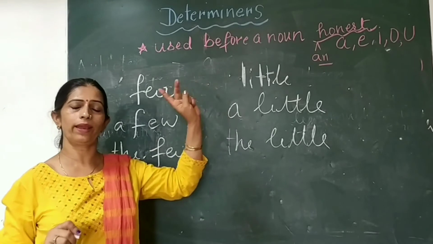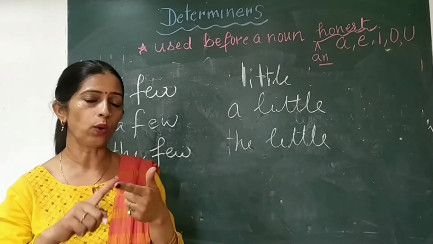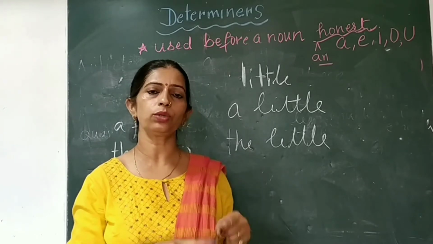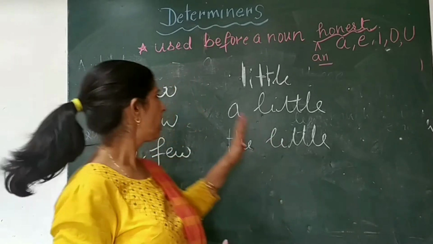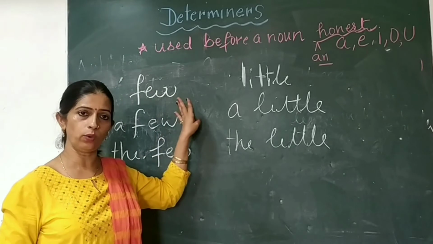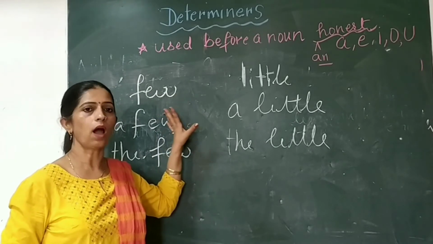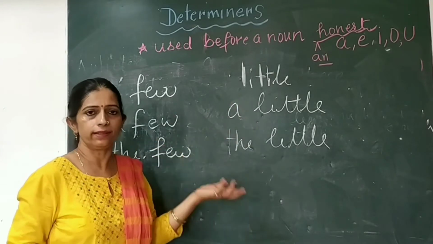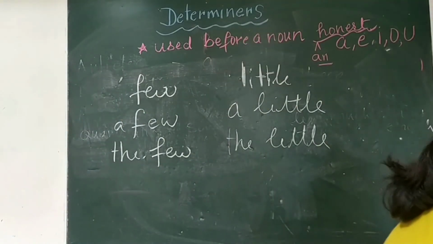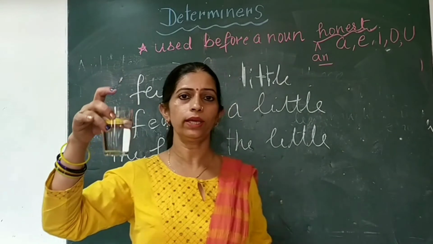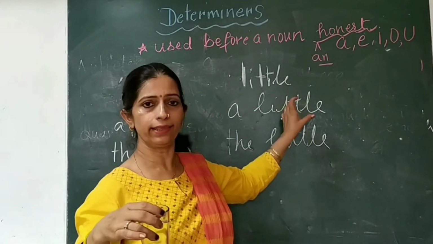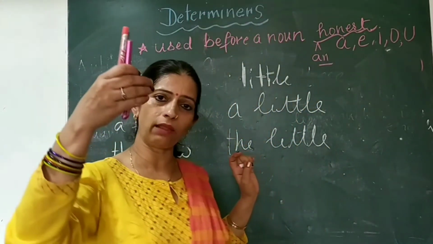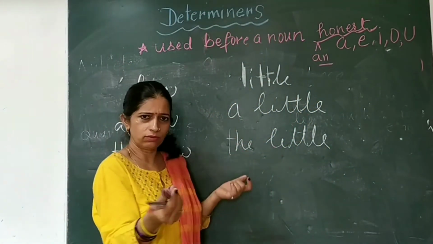Few and little: the very first thing to remember is countable and uncountable nouns. Determiners are used with countable and uncountable nouns. Few is used with countable nouns, and little with uncountable nouns. Little is used for water. Can you count water? No, we can't, so we use little for water. And pens, if I am having 2, 3 pens with me, can we count these? Yes, we can count 1, 2, 3.